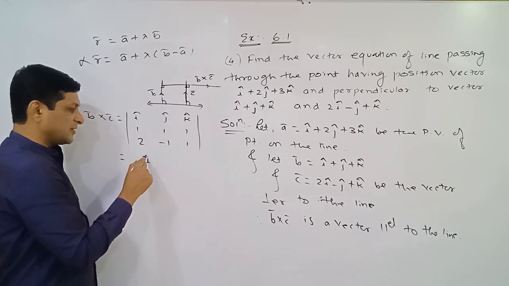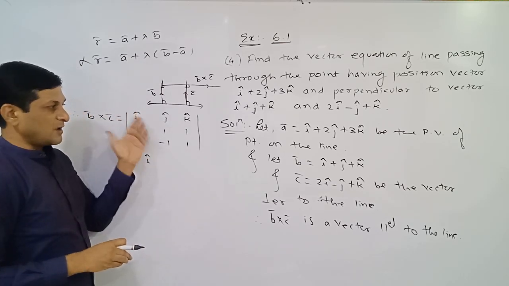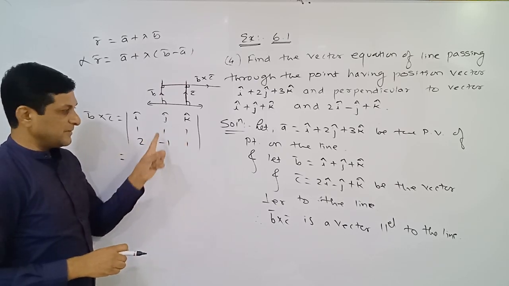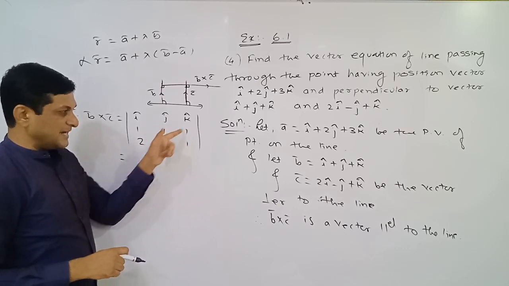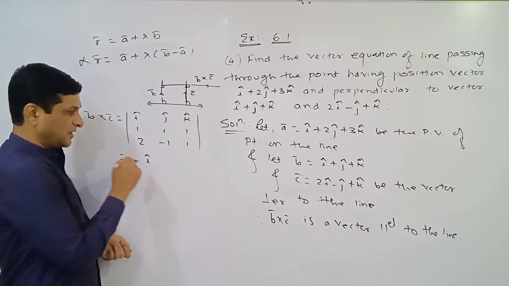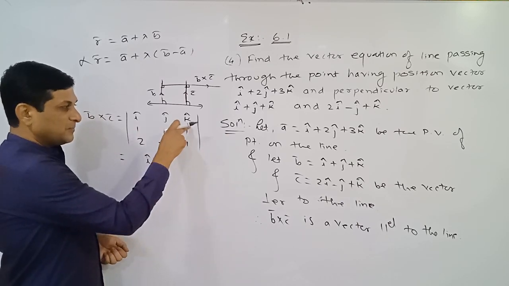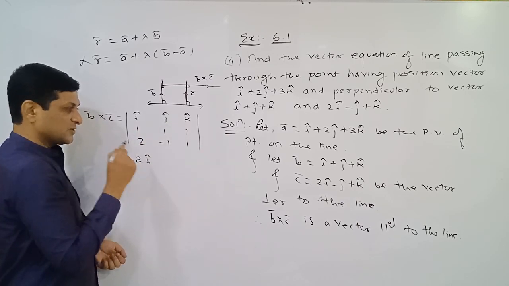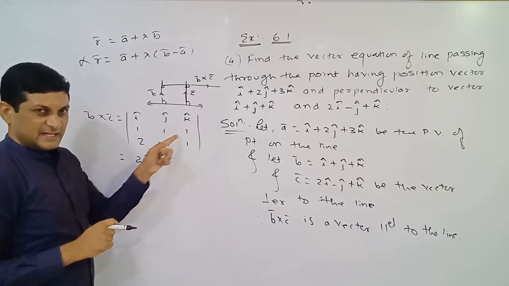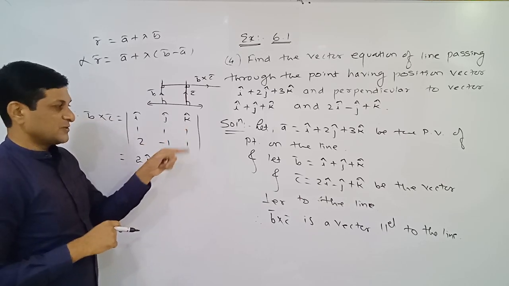First we are trying to find the coefficient of I cap. Delete this column, find the determinant of these four elements. This product is 1, minus minus 1 means plus 1. 1 plus 1 is 2. 1 minus minus means plus 1. 1 plus 1 is equal to 2.